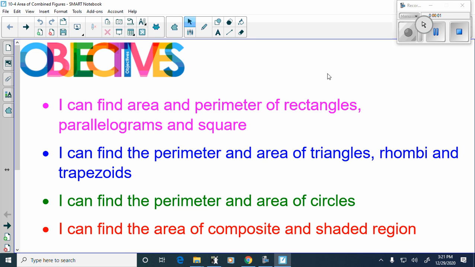Hello and welcome to the fourth day in the Area and Perimeter Unit, Unit 10. Today we're combining a bunch of different things, so we're talking about area and perimeter again, whether it's of rectangles, parallelograms, squares, triangles, trapezoids, rhombi, whatever it happens to be. But now we're going to talk about putting these things together, what we call composite figures. So combining them together or possibly looking at the shaded region where we have a figure that's got a hole in it of some sort. So we're just combining a bunch of things that we've done on the first 3 days.